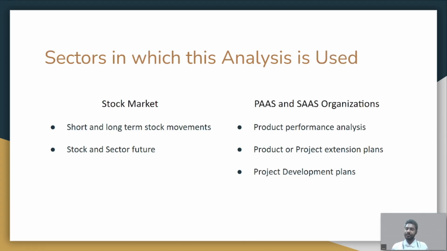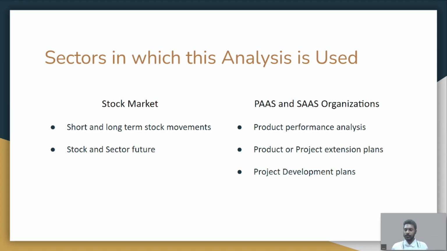So, sectors in which this analysis is mainly used. The stock market is one, because it's a volatile place. And PAS and SaaS, what they are. PAS stands for product as a service, and SaaS stands for software as a service. These organizations do use this kind of analysis, and the stock market as well. Stock market means the brokers, investors, or traders who are there.